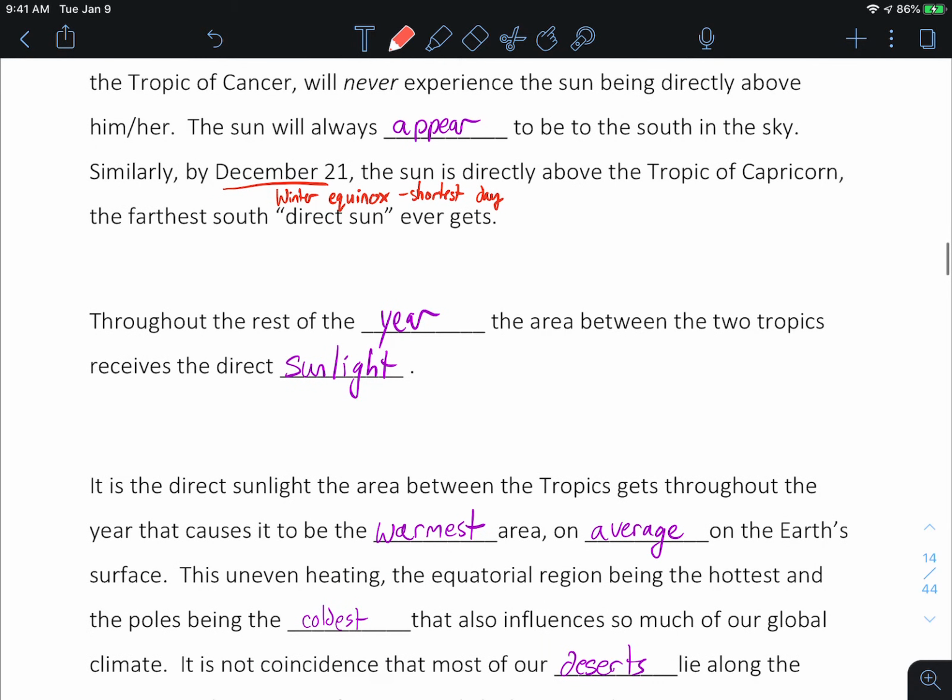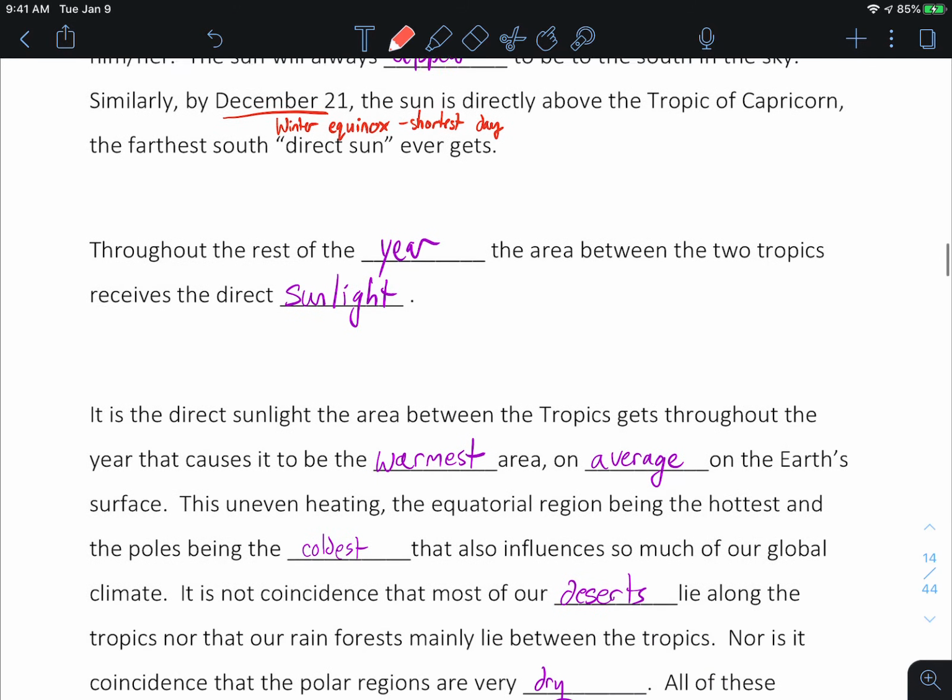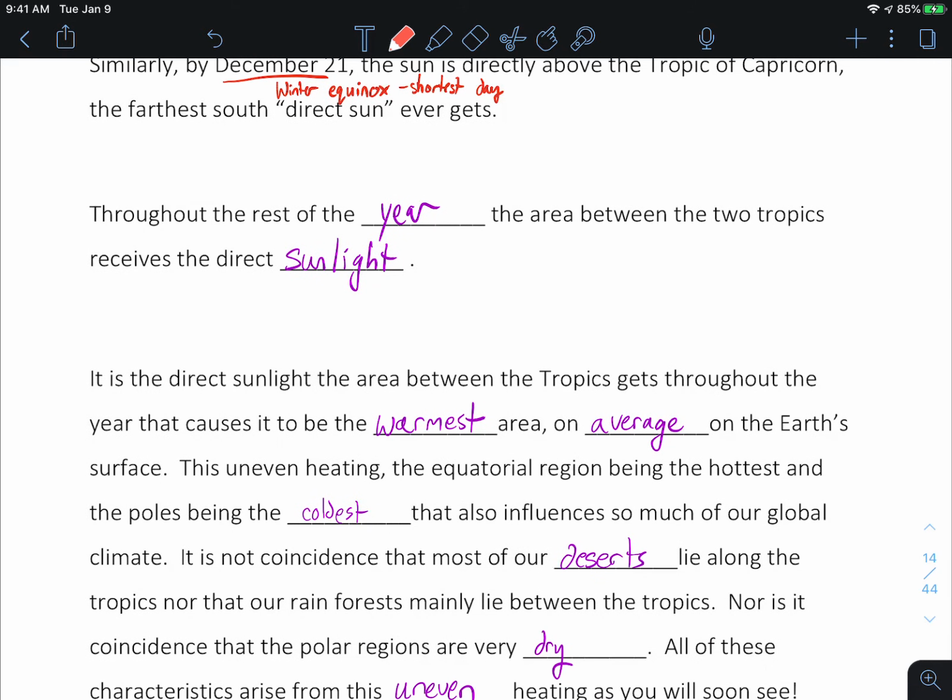Throughout the rest of the year, the area between the two tropics receives the direct sunlight. It is the direct sunlight the area between the tropics gets throughout the year that causes it to be the warmest area on average on the Earth's surface. This uneven heating, with the equatorial region being the hottest and the poles being the coldest, influences so much of our global climate. Think about this: the sun heats the ground, which heats the air. If the center of the Earth, this equatorial region, is being heated all the time, then the air there is going to be a lot hotter than in other areas of the world.